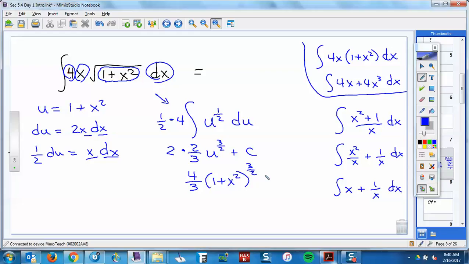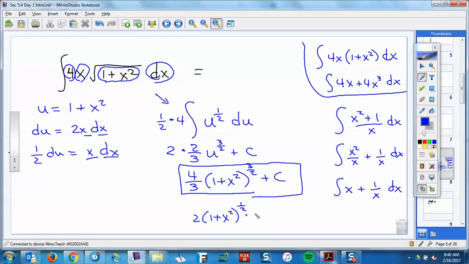to the 3 halves plus c. And I can certainly try this and check it out. Sure enough, if I bring this 3 halves down in front, the 3's would cancel. 4 divided by 2 is 2. So I would get 2. I would get 1 plus x squared to the 1/2. And then I would multiply by the derivative of the inside, which would be 2x. And sure enough, I would get 4x. And then the square root of that. And it works. Okay? But u substitution is all about turning this integral into something we can do the antiderivative.